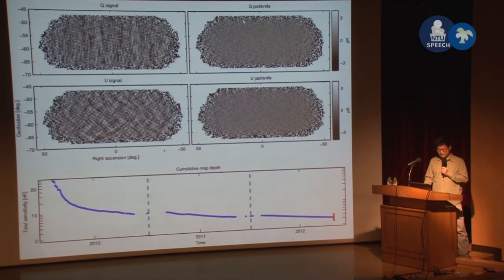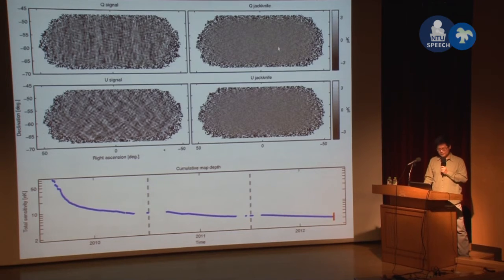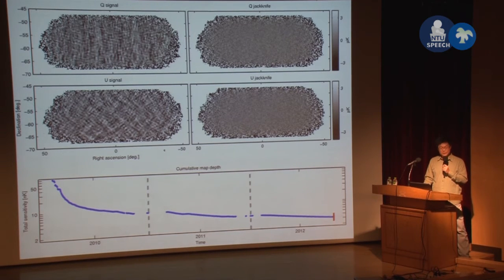And this is what we call jackknife tests. So you take the first half of Q and you subtract the second half of Q from it, you get the difference, and you should see nothing except for noise. And that's what we did. We just saw these jackknife maps are consistent with noise, and there's real signal emerging from the unjackknifed maps.